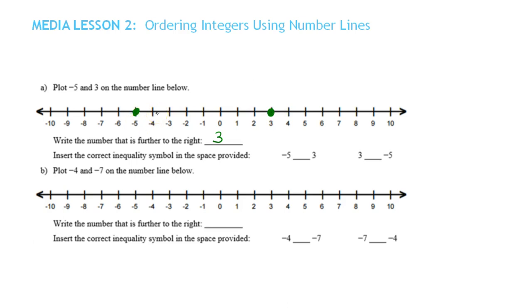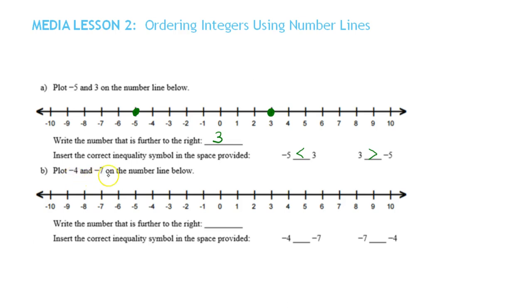Okay? So we'll fill in these symbols, and you can think about the alligator mouth going towards the bigger number, the number to the right, and this reads -5 is less than 3, 3 is greater than -5. And in general, any positive number will be greater than any negative number because all the positive numbers are to the right. Let's look at the next one.